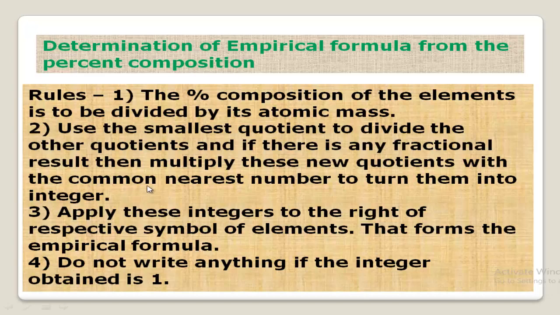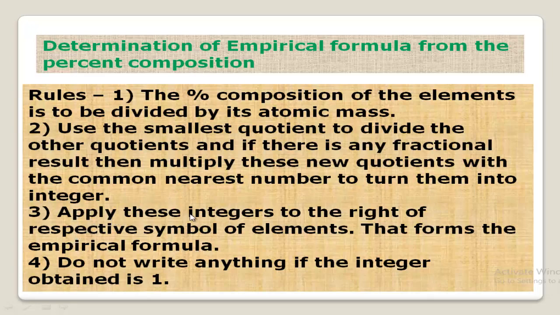For example, if there is 0.5, then we will multiply by 2, and it will be turned into an integer. Or if a fractional number comes as 0.25, then we have to multiply by 4, and it will turn into an integer. If a fractional number like 0.75 may come, then what do we have to multiply? We have to multiply by 4 also. So in this way, we multiply with the nearest common number to turn them into integers.